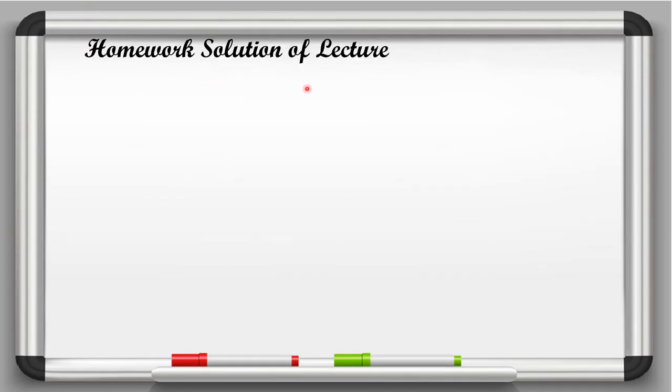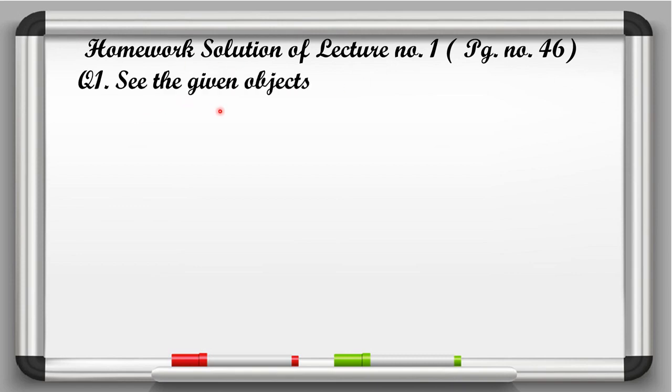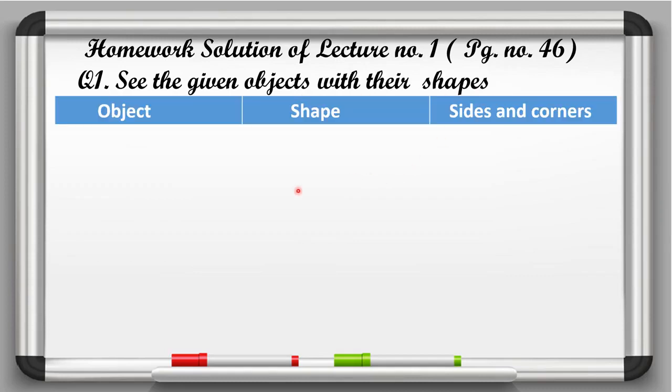Now, the homework solution of lecture number 1, page number 46, that I had given you. So let's start the homework solution. Question number 1. See the given objects with their shapes. This was the question. Object is given, shape is given, and sides and corners. And we have to write the shape of that object.